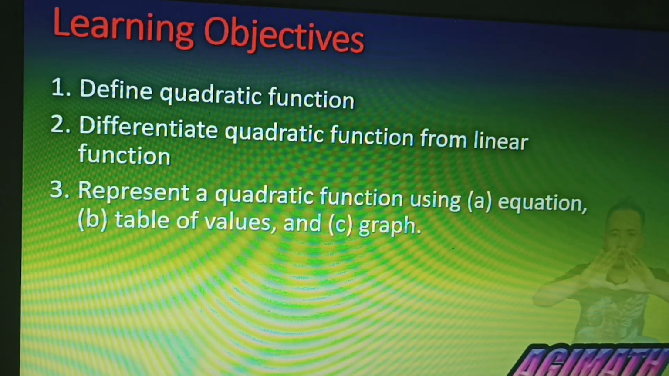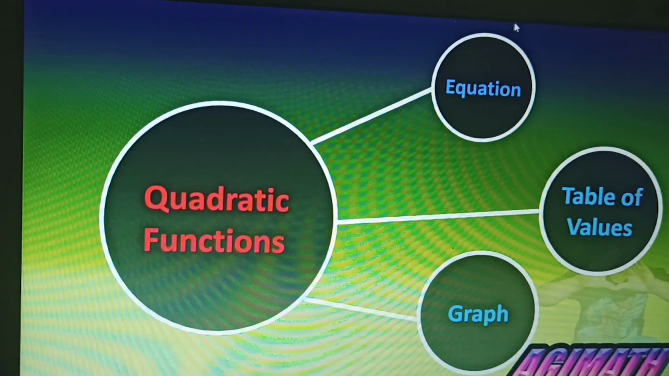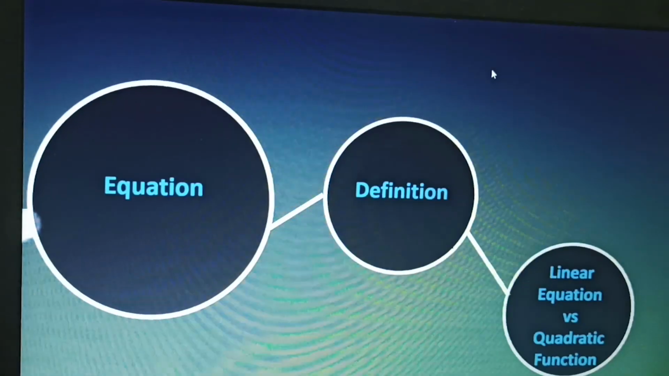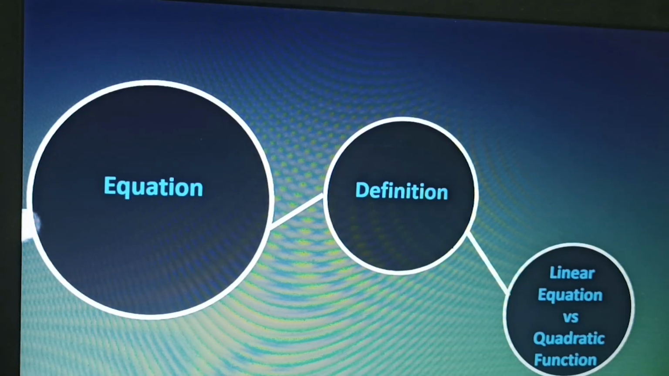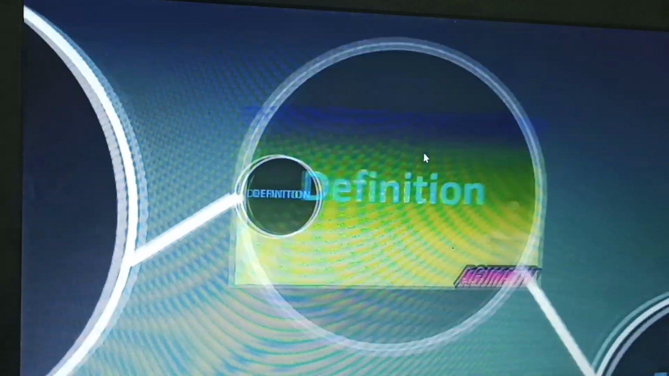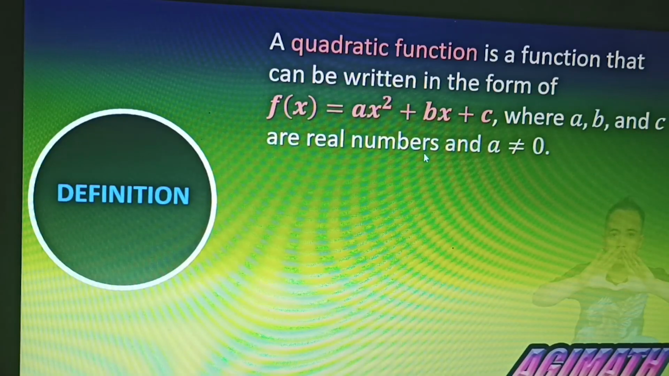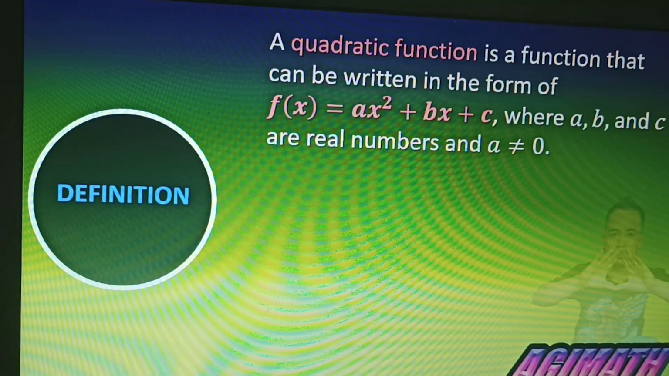Third, we are going to represent a quadratic function using an equation, a table of values, and a graph. Okay, let us start. Let us have the definition of a quadratic function. A quadratic function is a function that can be written in the form f of x.